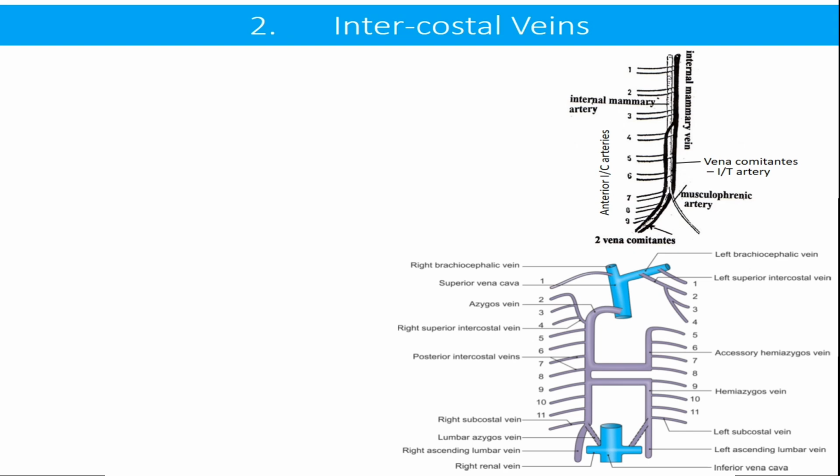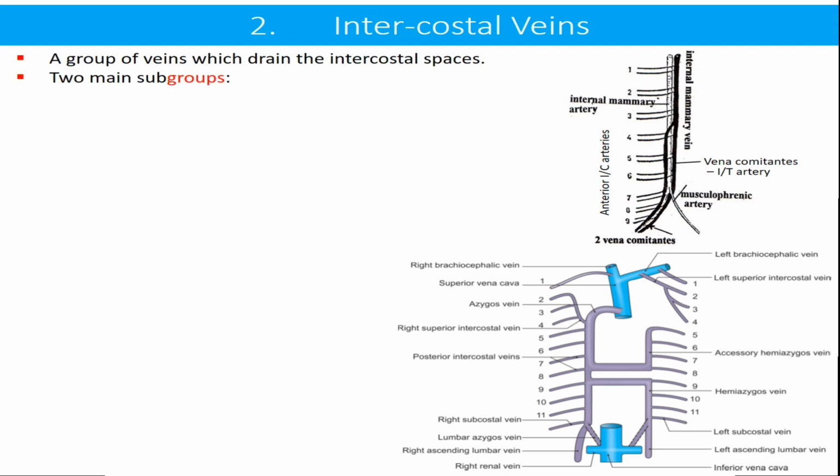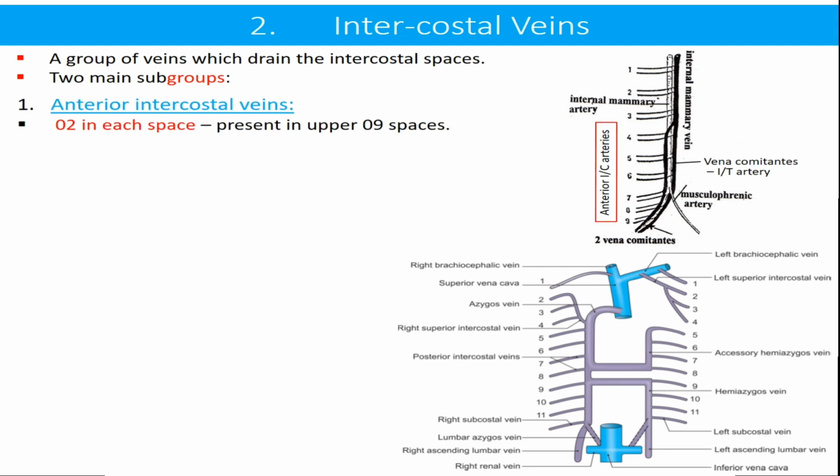Intercostal veins are a group of veins which drain the intercostal spaces. There are two main subgroups, anterior and posterior intercostal veins. Anterior intercostal veins are two in each space and are present just like anterior intercostal arteries only in the upper 9 spaces.